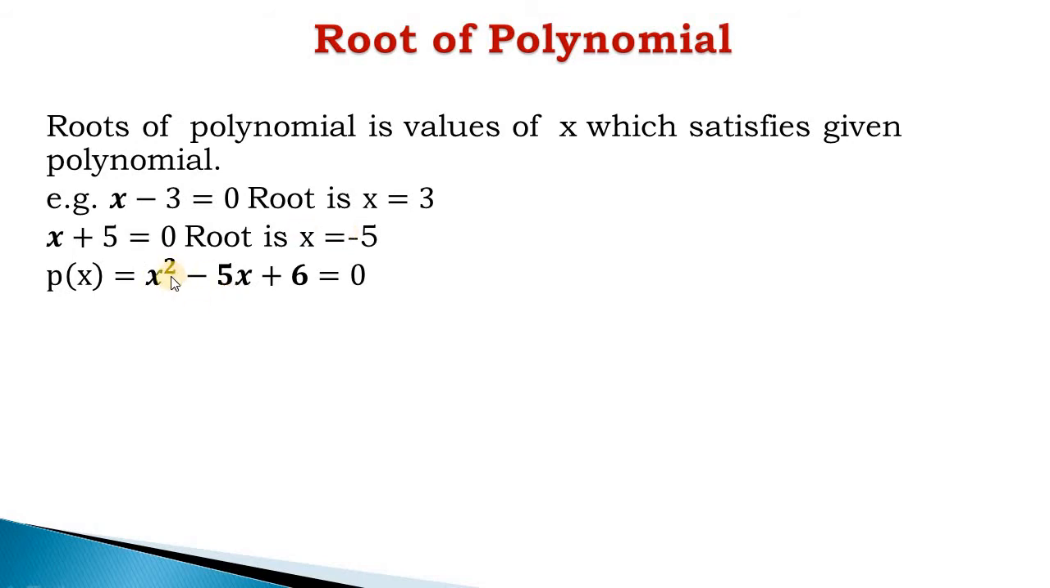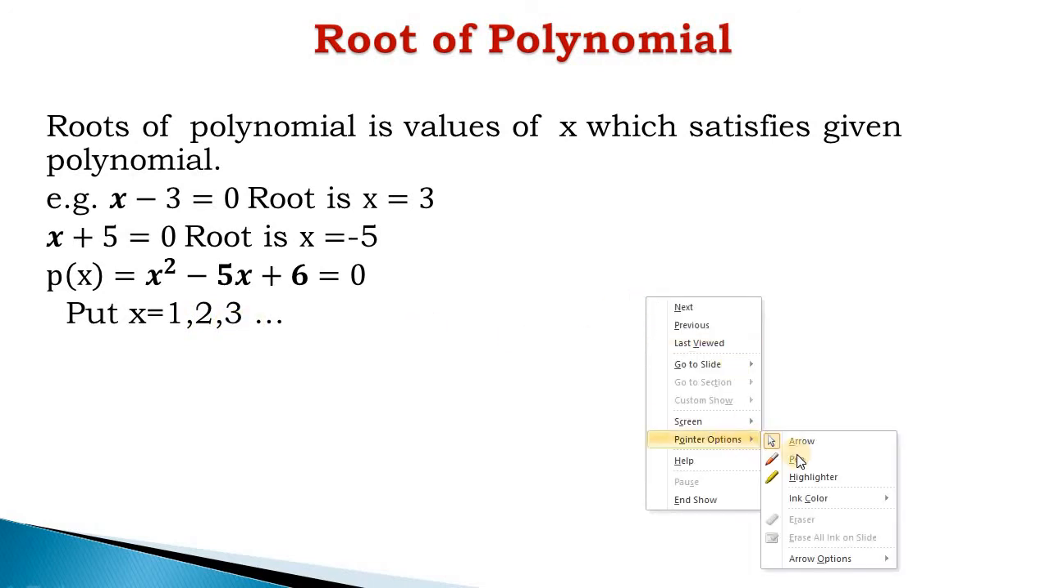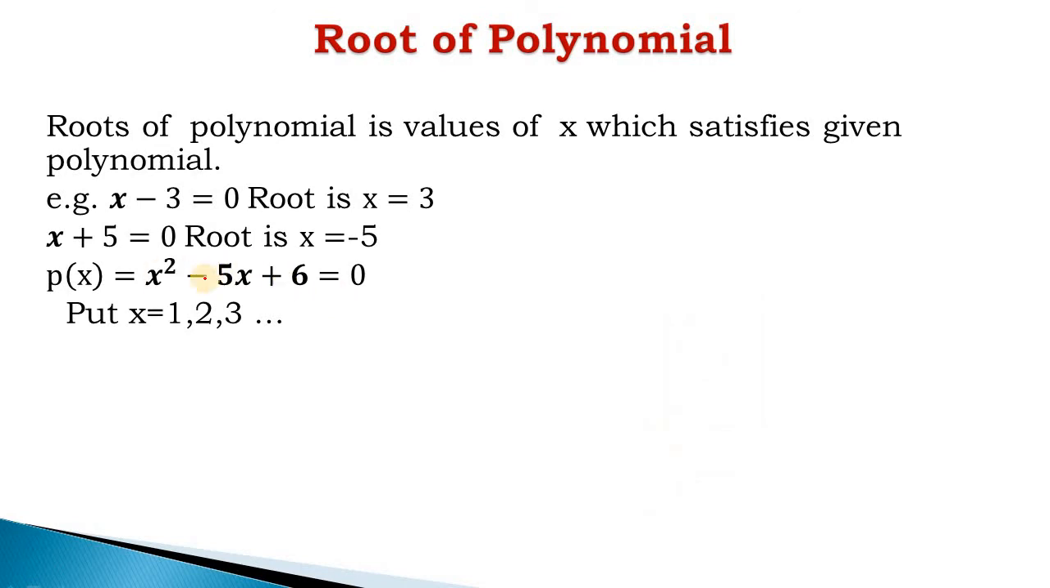Another example, suppose x square minus 5x plus 6 is 0. This is my polynomial p of x. So we try to find out the root. First I put suppose x equal to 1, then 2 and 3 like this. When I put x is 1, what am I having? 1 square, that is 1, minus 5 times 1, so it is 5, plus 6. So here it is 6 plus 1, 7 minus 5, it is 2, and it is a non-zero number, and therefore x is equal to 1 is not a root.